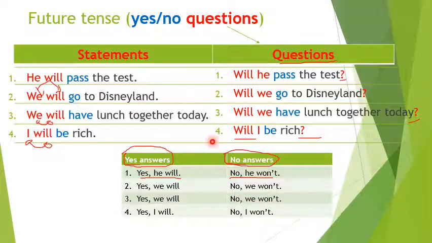Same for number 4, will I be rich? Usually you can say no, I'm not sure, but this is not very authentic. But if you really want to be rich, then you will say yes, I will. So make it happen, I hope. If you are super lazy and you don't want to put in any effort and you don't think you will be rich, then you say no, I won't. So this is how we change the statement to a question sentence and how we answer yes or no questions, using the simple future tense.